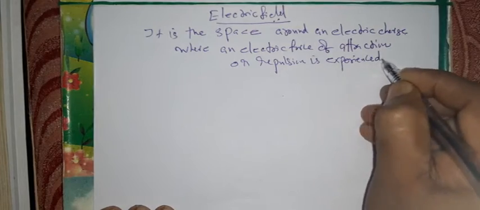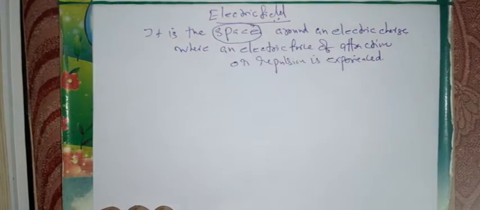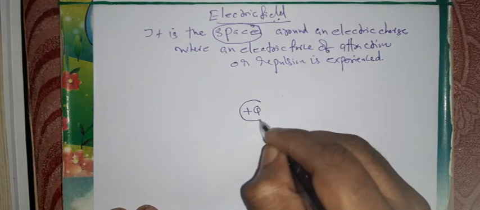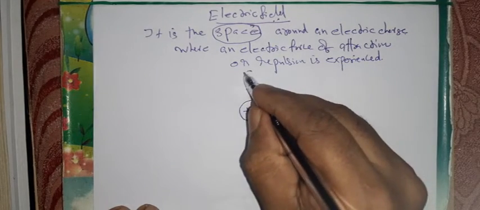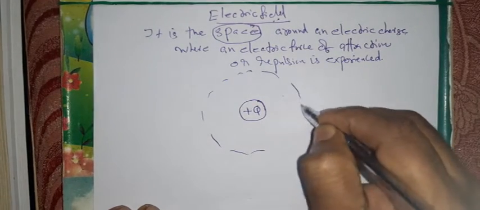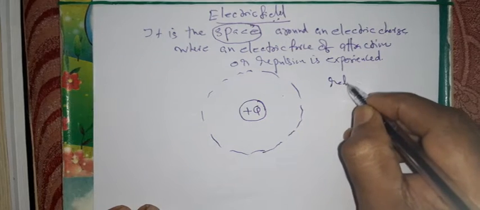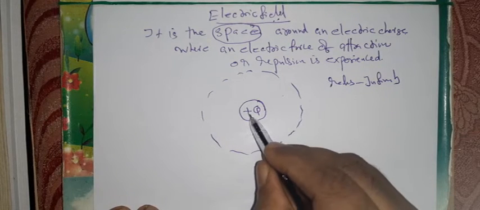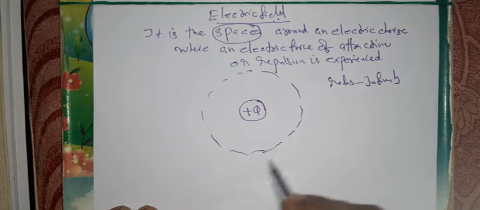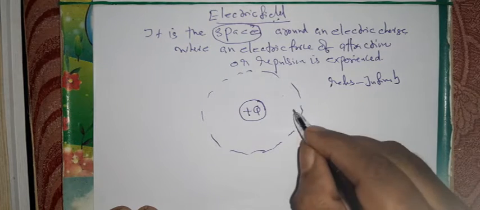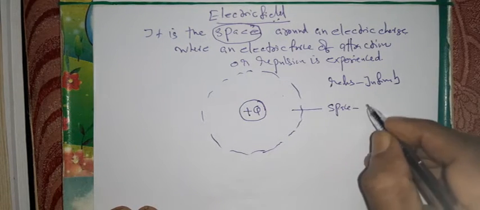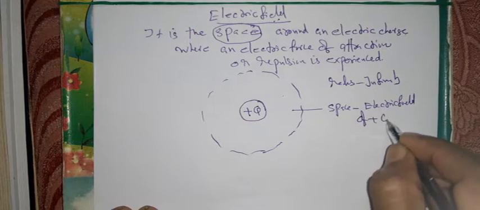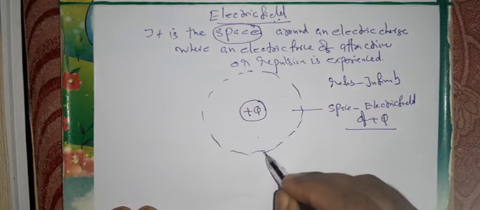Therefore, what is electric field? Electric field is the space. To make this point clear, I am taking an example of a point charge, plus Q. Then you can imagine a sphere of radius infinity around this charge. The space inside this sphere is called the electric field of plus Q.